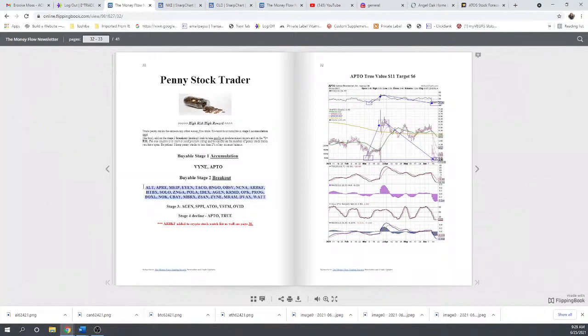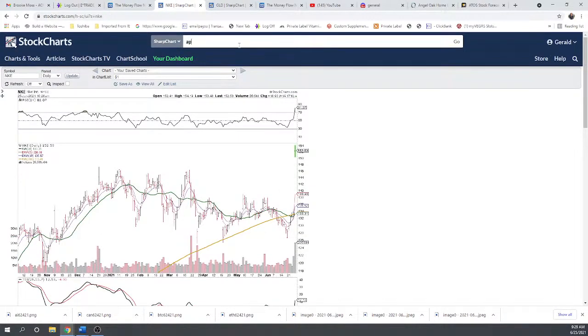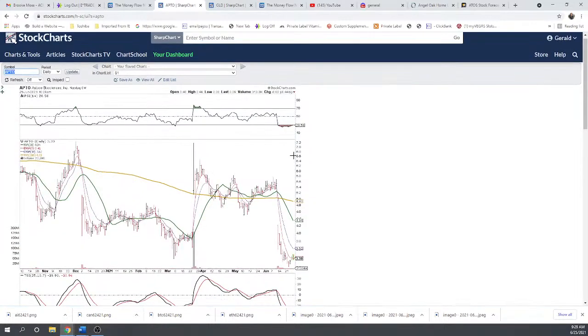Go add up the money on this page right here. These are all penny stocks. It says right at the top, high risk, high reward. Pennies. So what am I buying right now? VINE, bought 100 shares yesterday. APTO, bought 100 shares yesterday. Why? They're in stage ones.